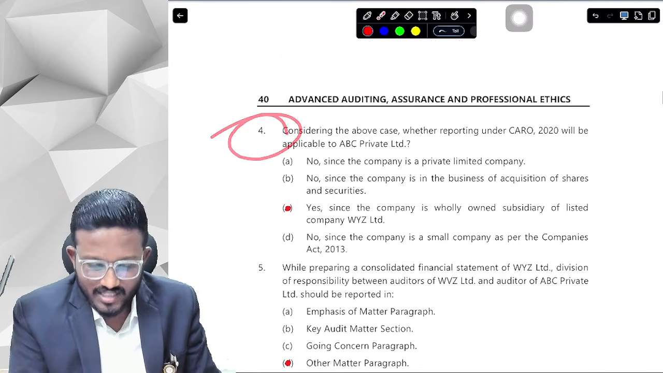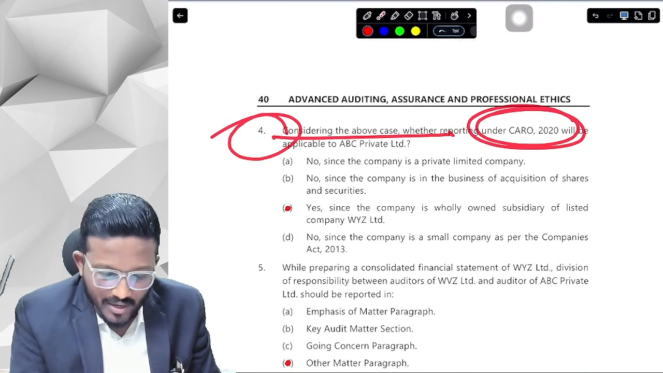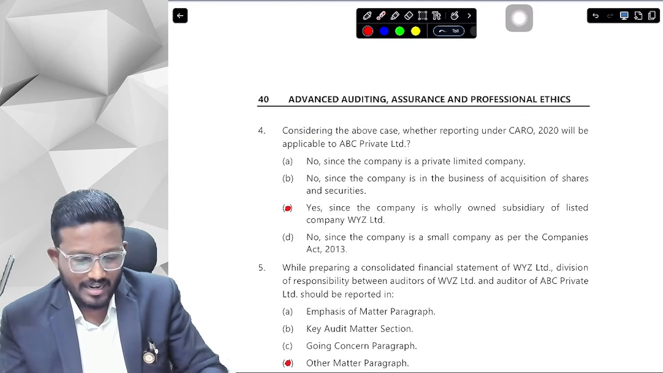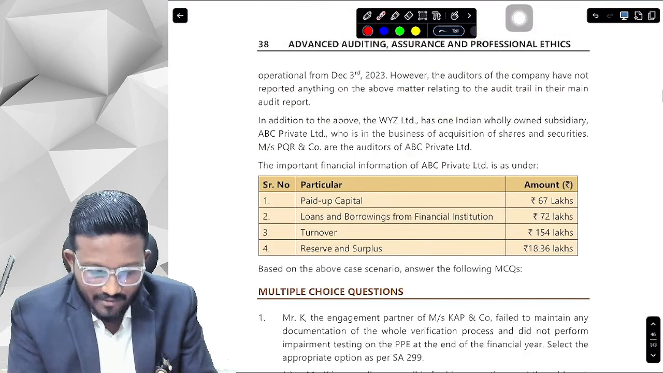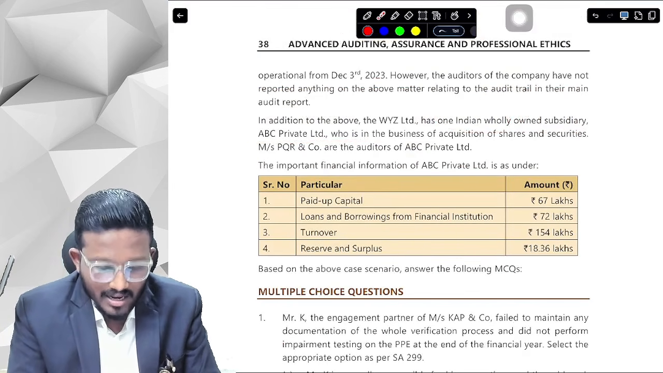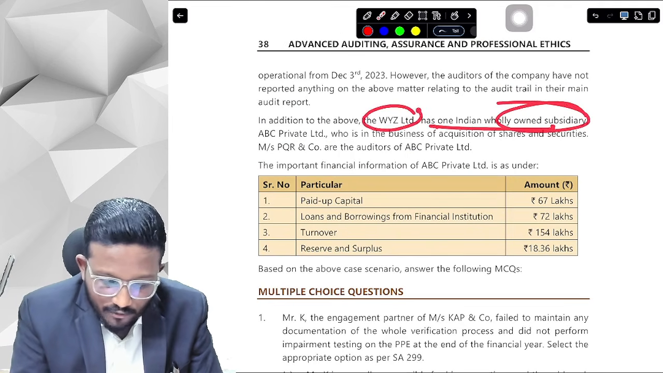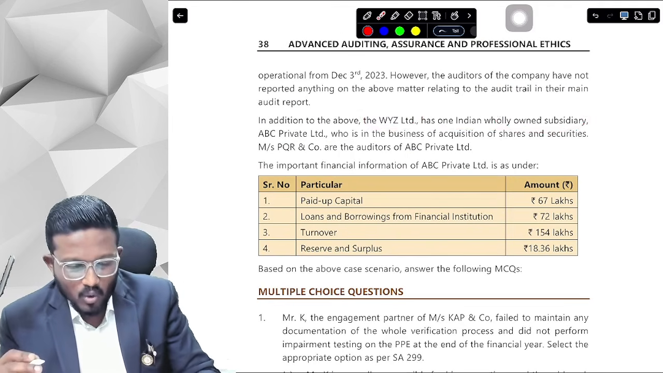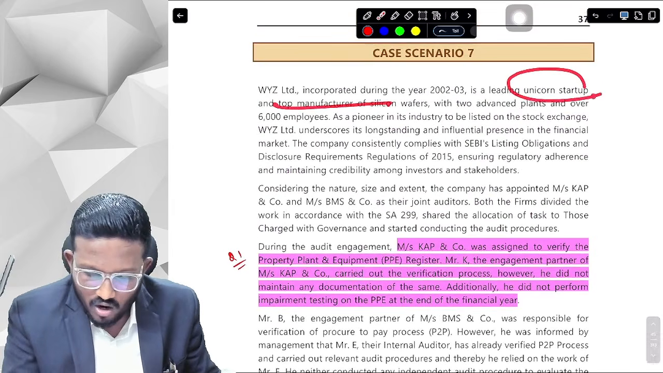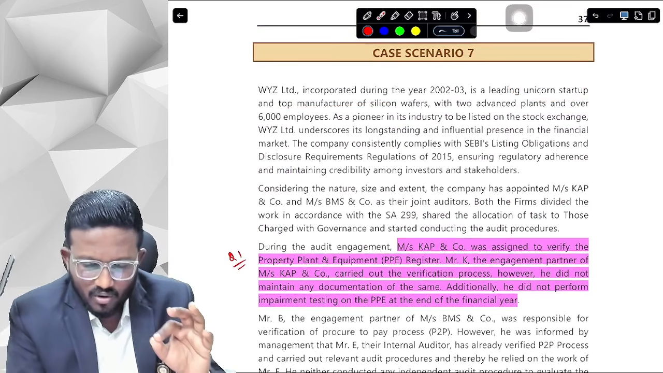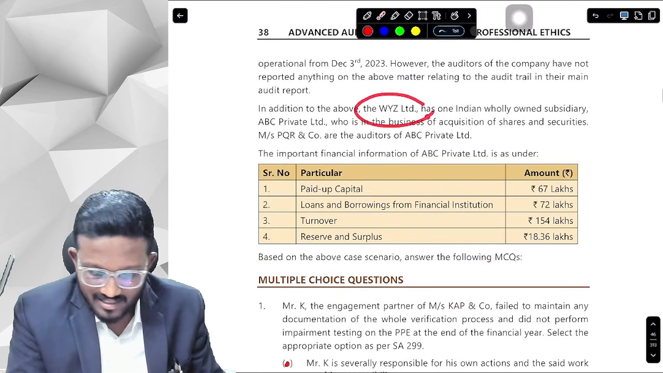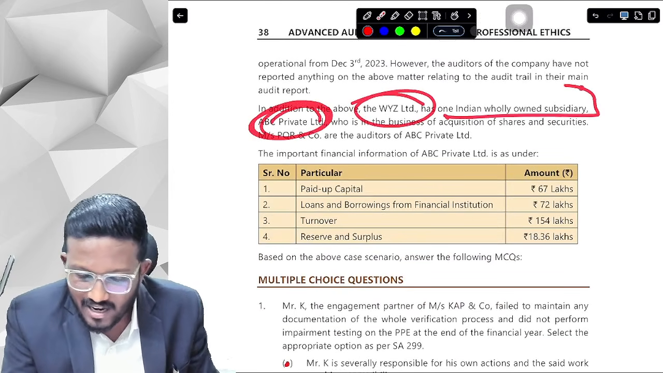It says that considering the above case, whether reporting under CARO 2020 will be applicable for ABC Private Limited. So here ABC Private Limited, let me tell you over here, is an Indian wholly owned subsidiary of WYZ Limited. And WYZ Limited, I am not sure, maybe it is a unicorn. Okay, it is a public company, you can say. Listed on a stock exchange. It is a listed company as well. So WYZ Limited is a listed company and ABC Private Limited is an Indian wholly owned subsidiary.